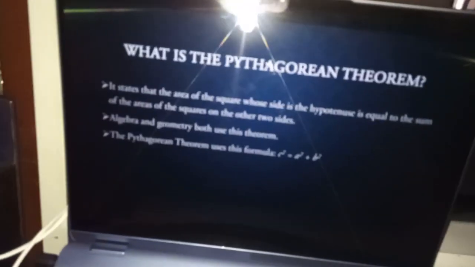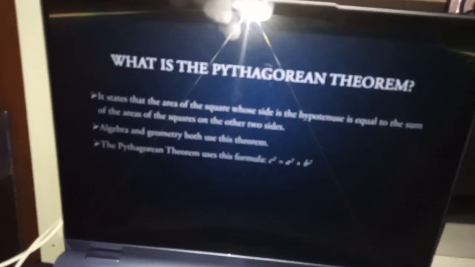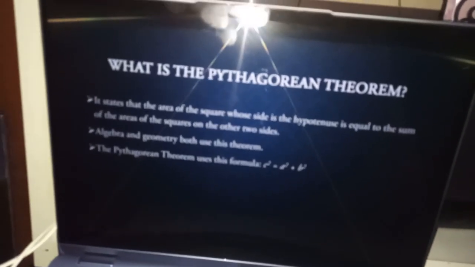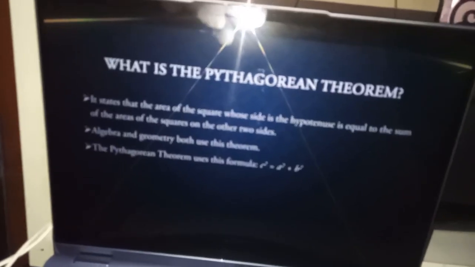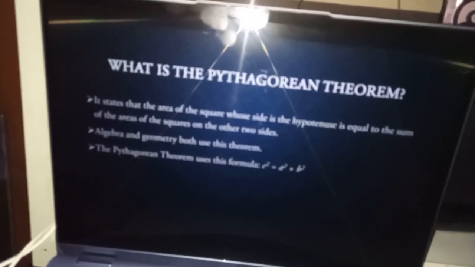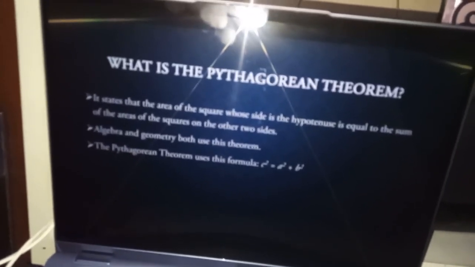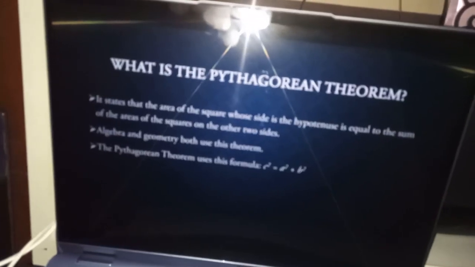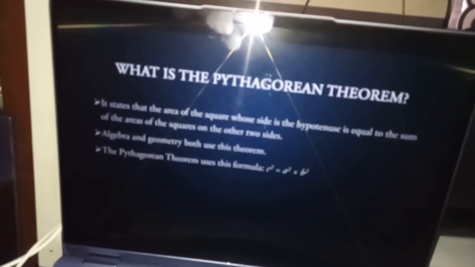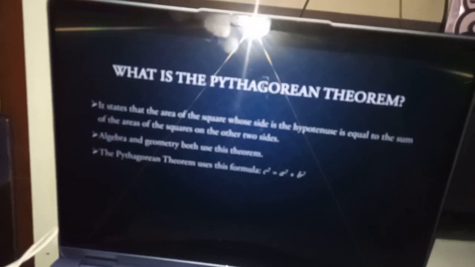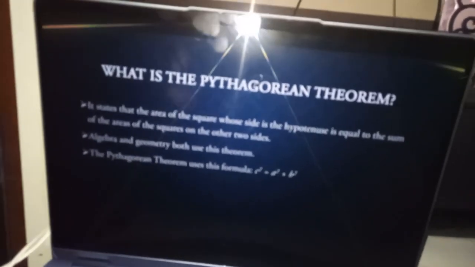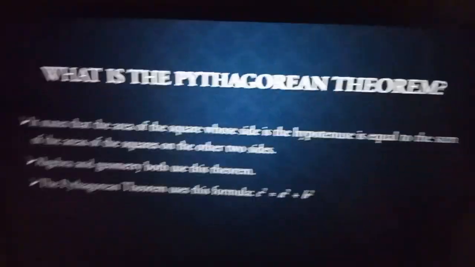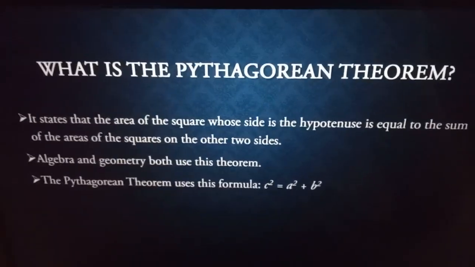It states that the area of the square whose side is the hypotenuse is equal to the sum of the areas of the squares on the other two sides. Algebra and geometry both use this theorem. The Pythagorean theorem uses this formula: c squared is equal to a squared plus b squared. Legs here refers to the legs of a right triangle.